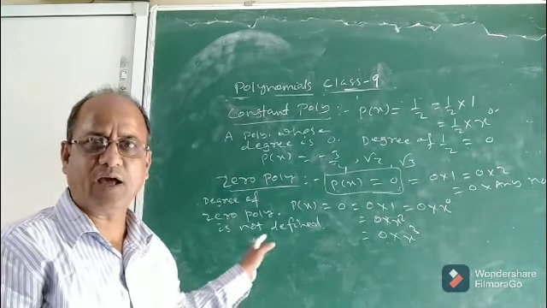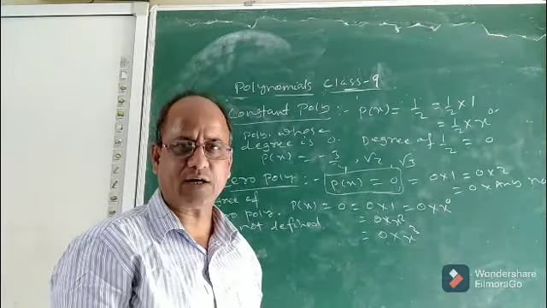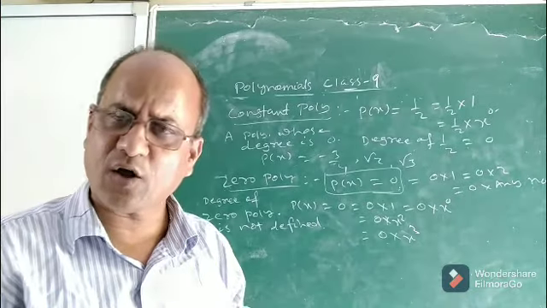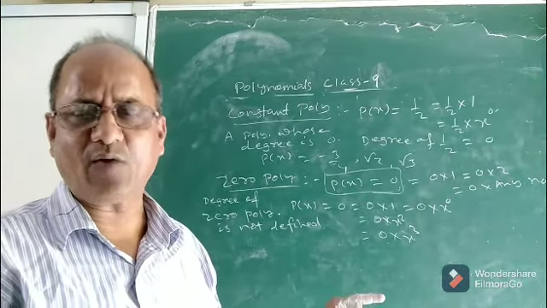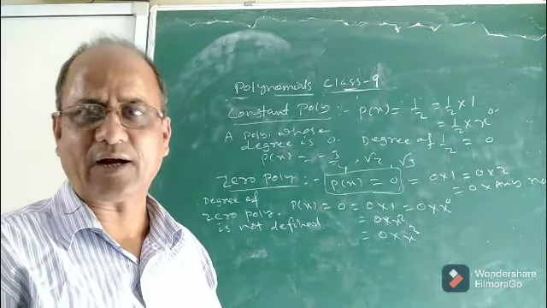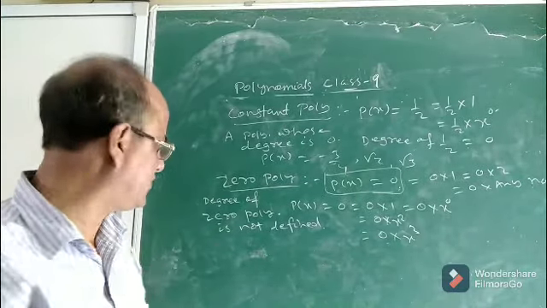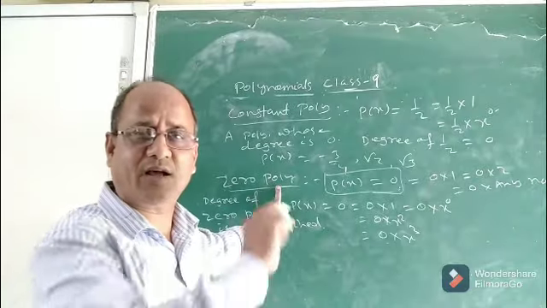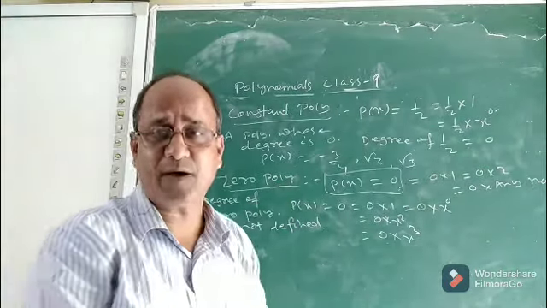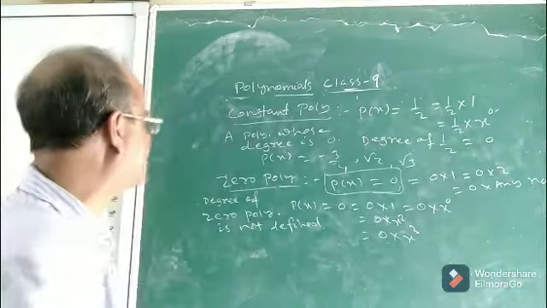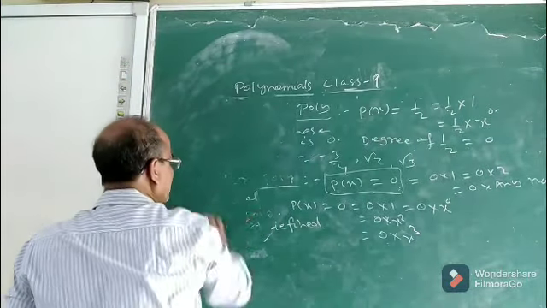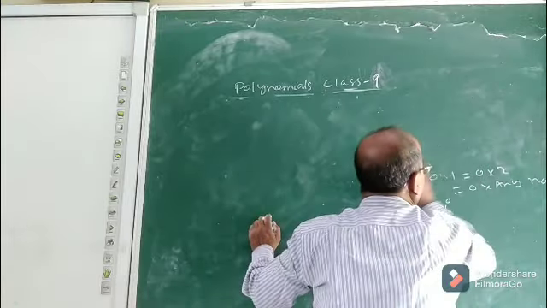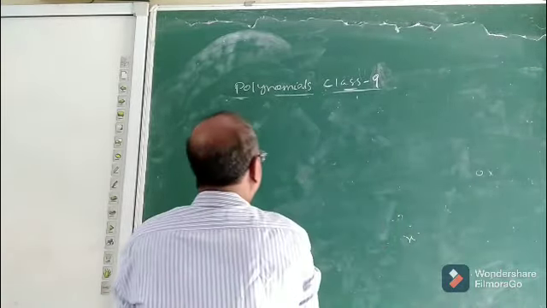Okay, children, I hope you understood what is a constant polynomial, what is a zero polynomial, etc. So with this we discussed almost all types of polynomial. Now we will discuss a new thing, that is zeros of a polynomial. You see, this is the zero polynomial. Zero polynomial and zeros of a polynomial are totally different. So what is meant by zeros of a polynomial? Let us see.